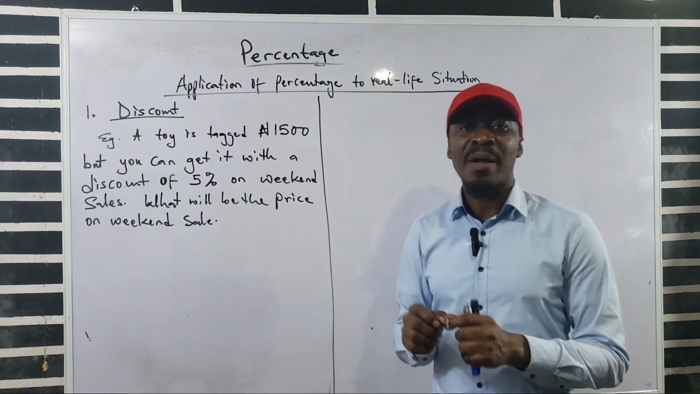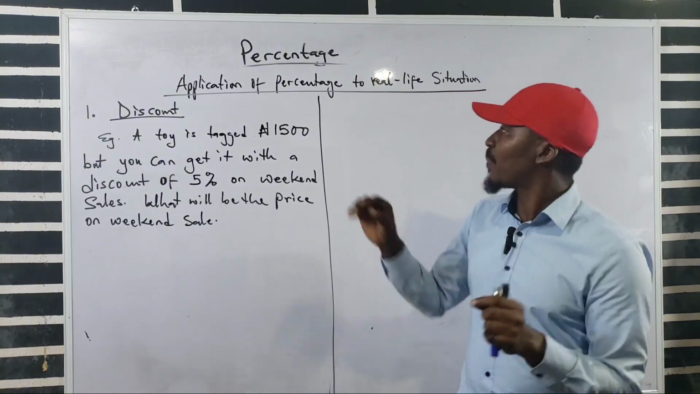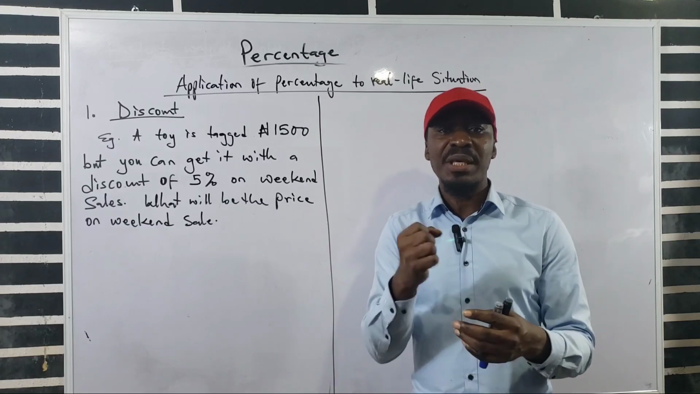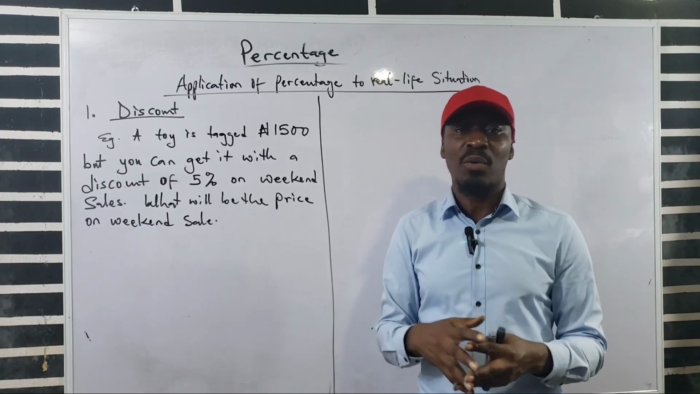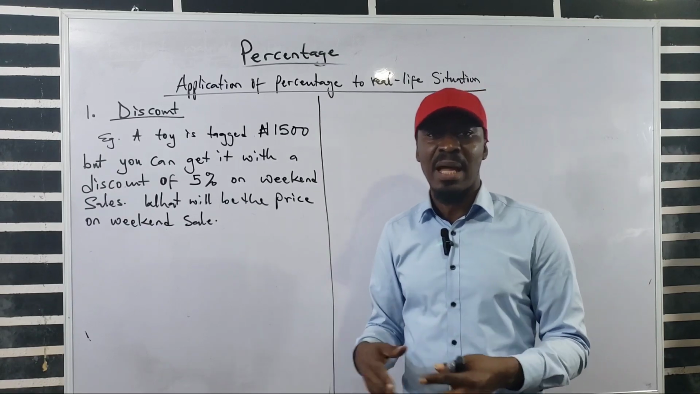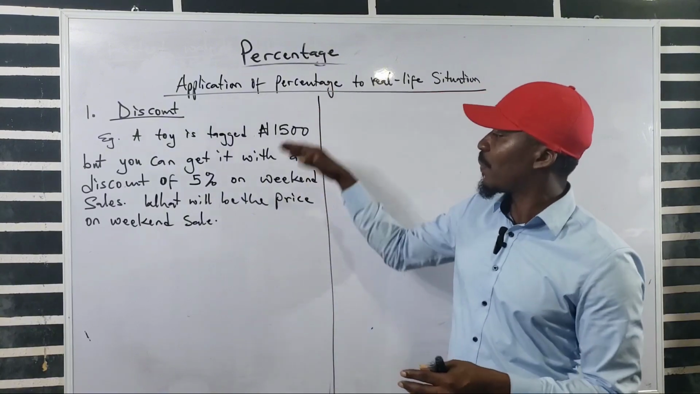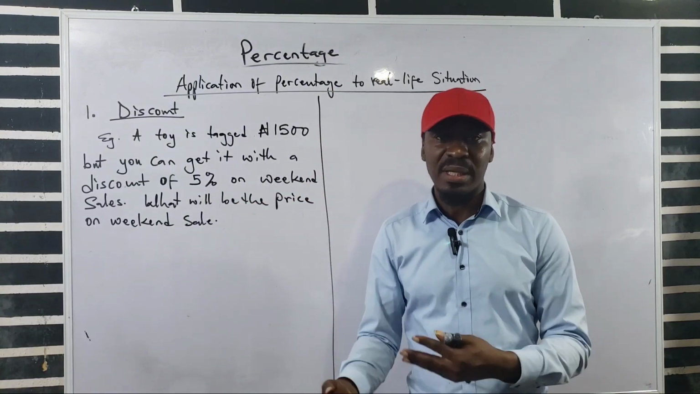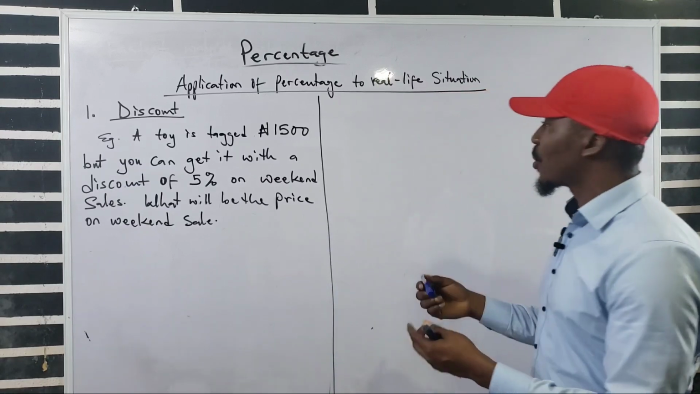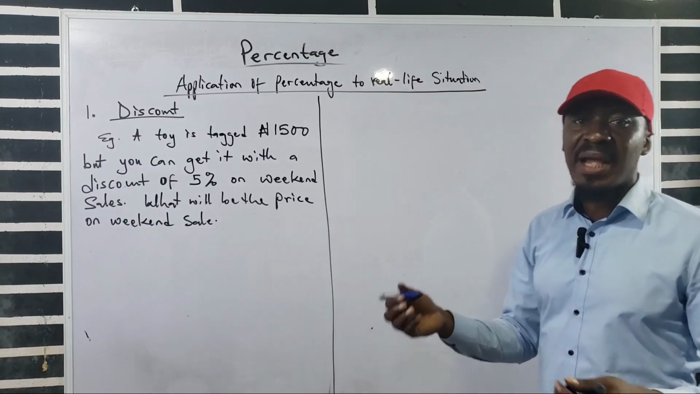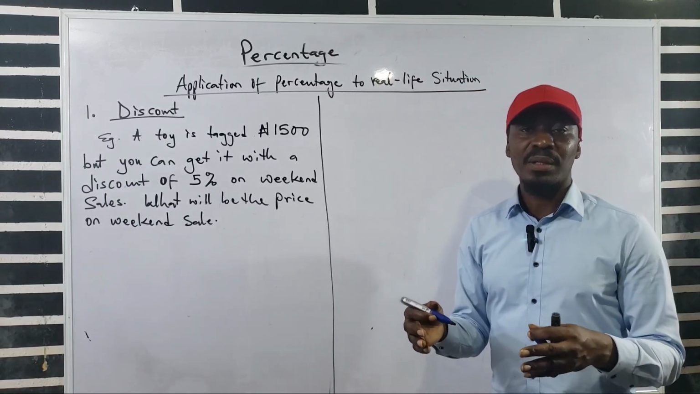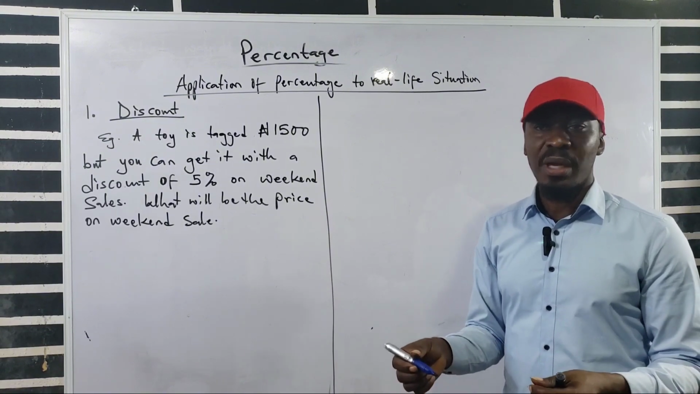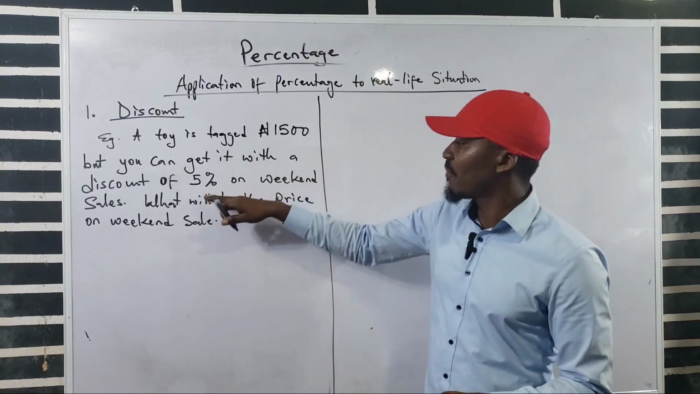Now remember, discount, like I said, is an application of percentage. What type of percentage? Percentage increase and decrease. That's what we apply in discount. In discount, we are reducing, so that's decrease. Now, what do we normally do? We first of all find the factor or the multiplying factor for the amount that will give us the price.